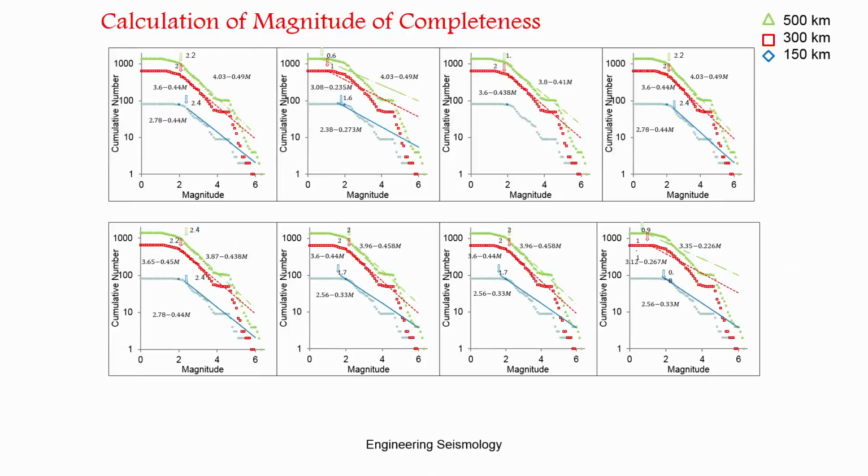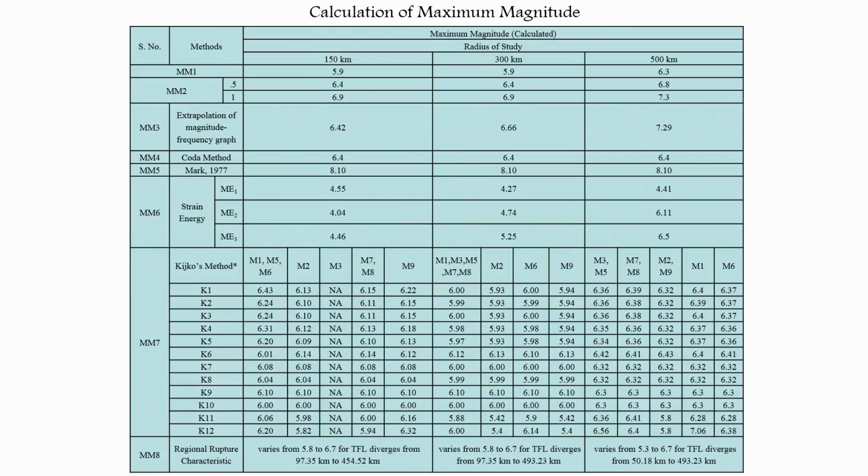So similar to the Kijko and Sellevoll method we have used. Okay. So to get M minimum and then the a and b parameters, and thereby the 12 M max estimation methods. So that method is also given here, you can see. So this table gives a very detailed analysis of your M max estimation.